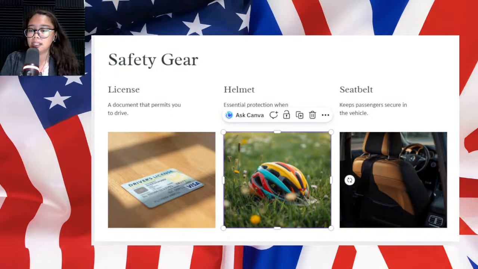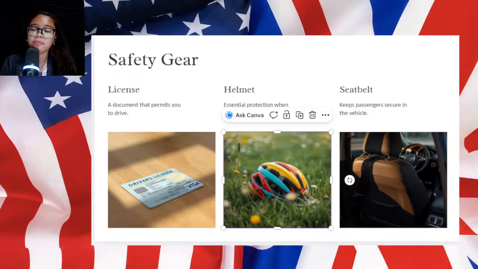Okay, all good. Again, we go back to the helmet. The helmet is essential protection when riding a bicycle or a motorcycle. Now, how does a helmet work? Well, a modern helmet is a masterpiece of safety engineering.